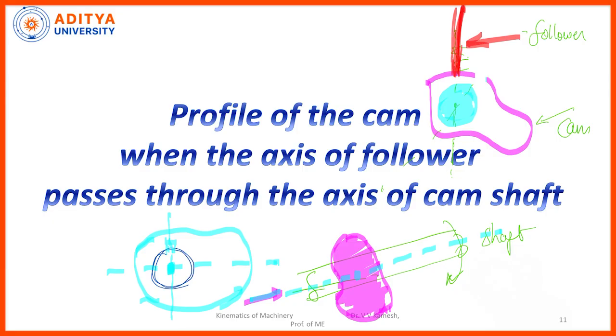If there is an offset, the axis of the follower can be something to the left or something to the right side. So there may be some 20 mm, in the problem it is given 20 mm left side, 20 mm right side. So this is actually the offset. So the first case we will discuss.